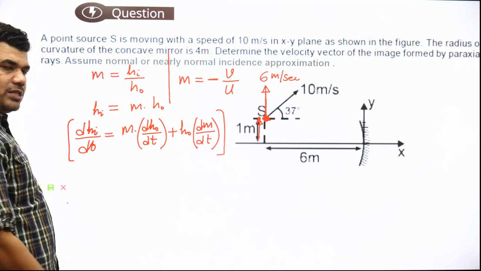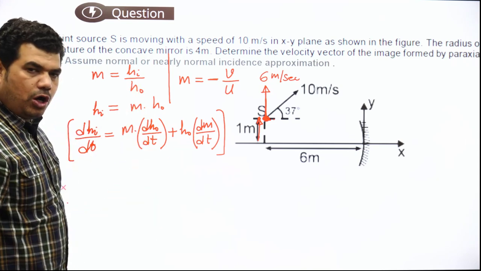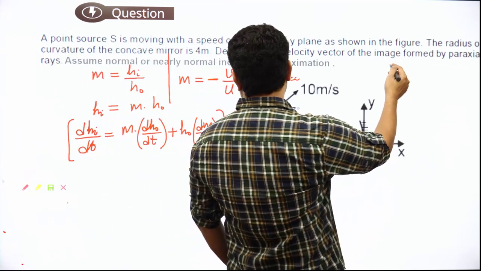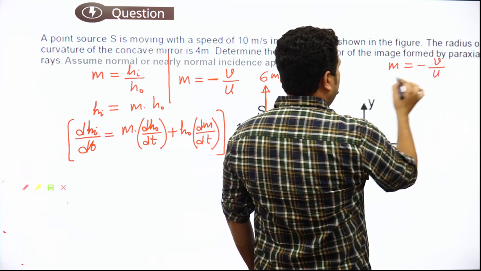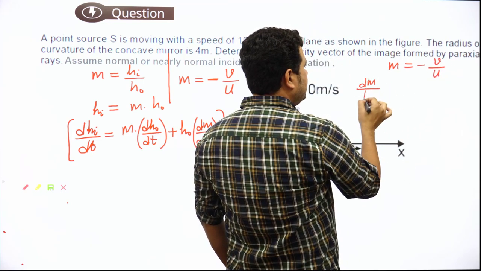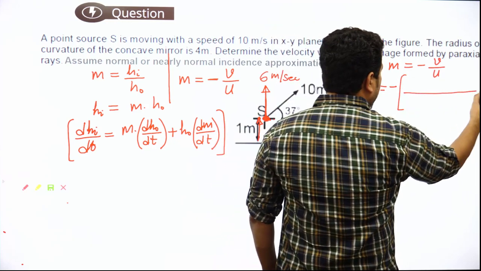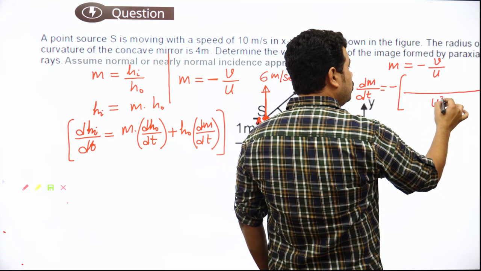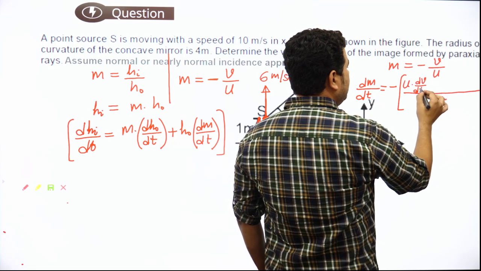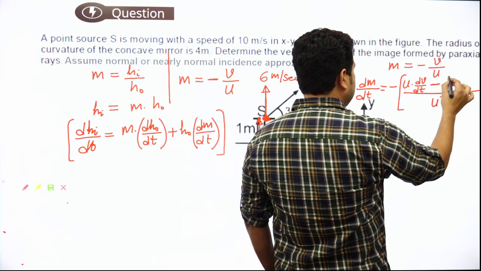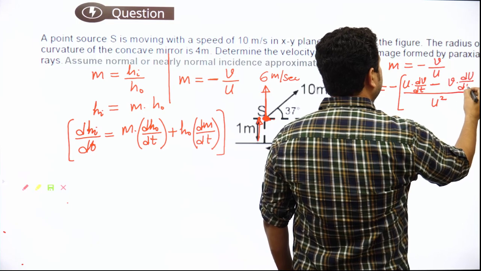Right? And why did I do it this way? Because m is not constant. Means here we have to find m first. So, how do we find m? Let's see. Chalo solve kar lete hain bachchon. M is equal to minus V upon U. Now we have to find dm upon dt. Got it? Put minus here. Then the formula for the differentiation: U square. Put U dv by dt. Then minus. Put V here du by dt.